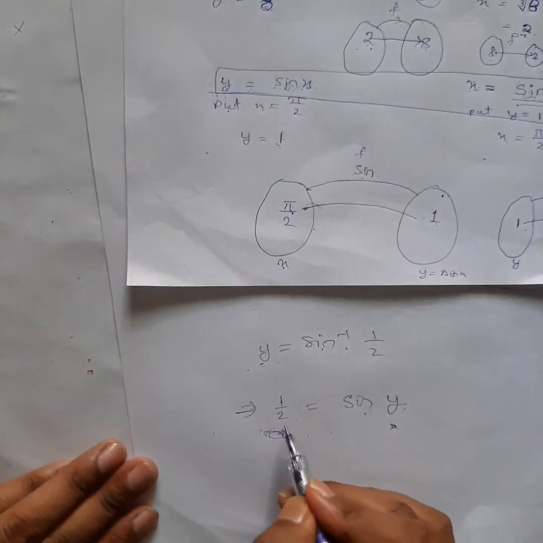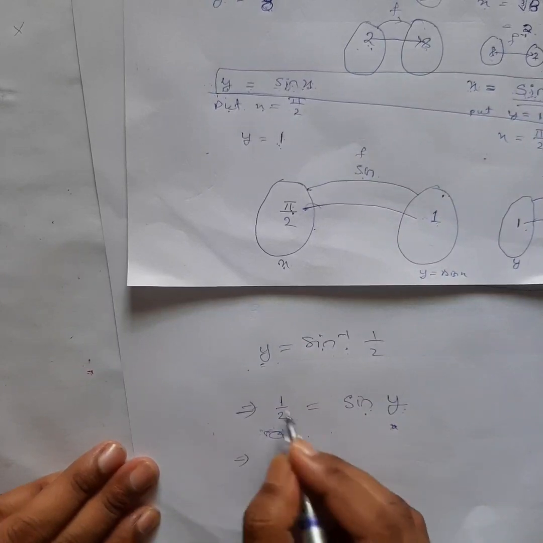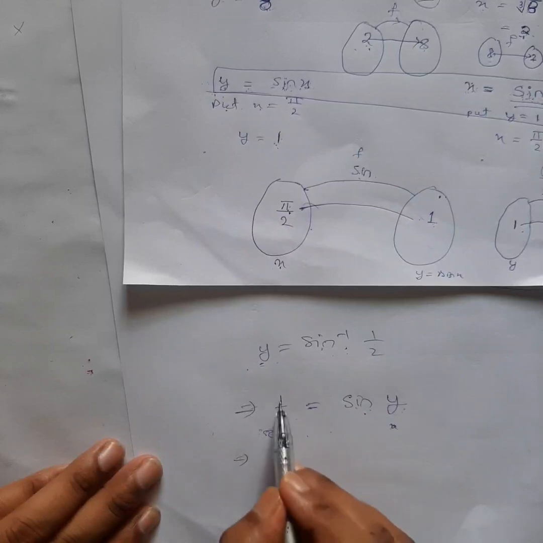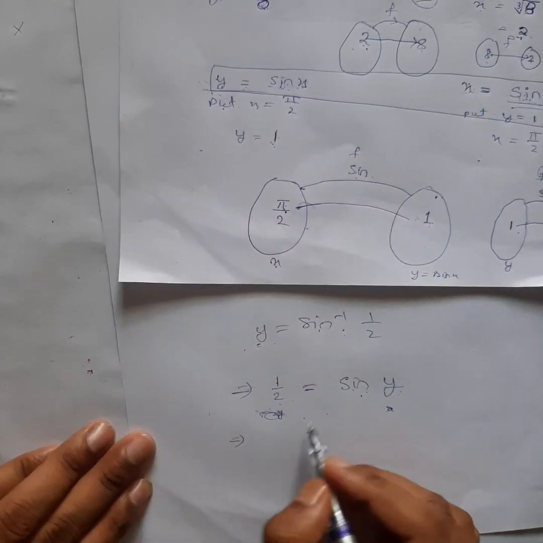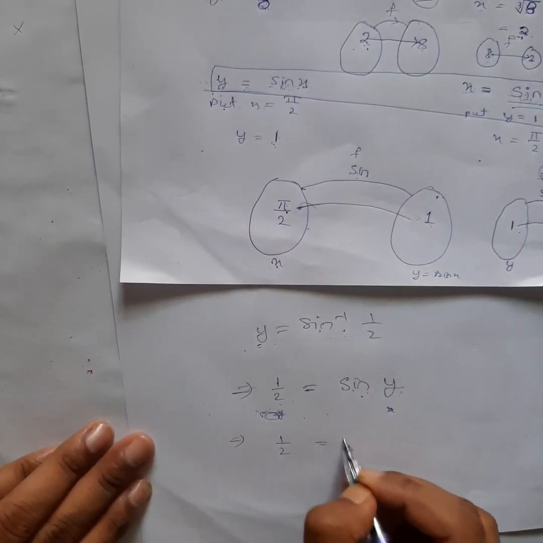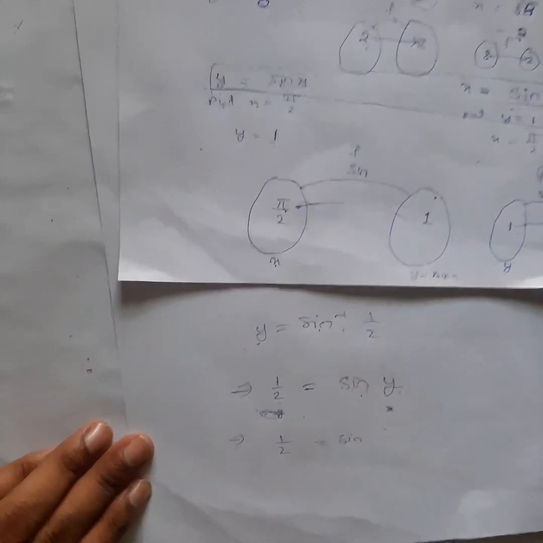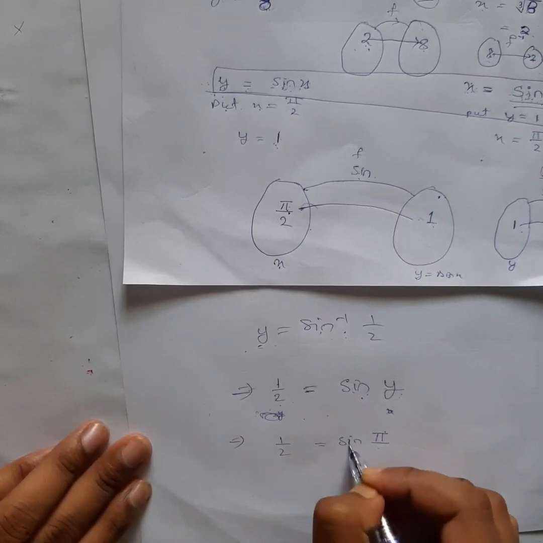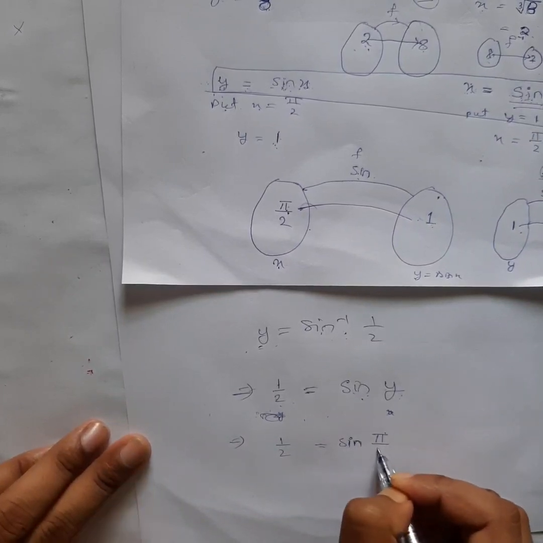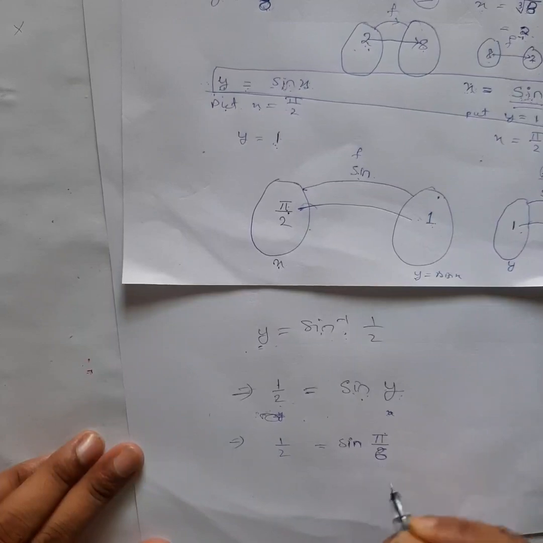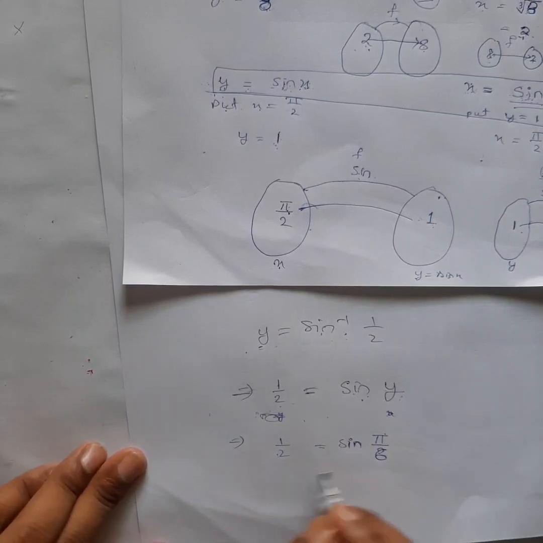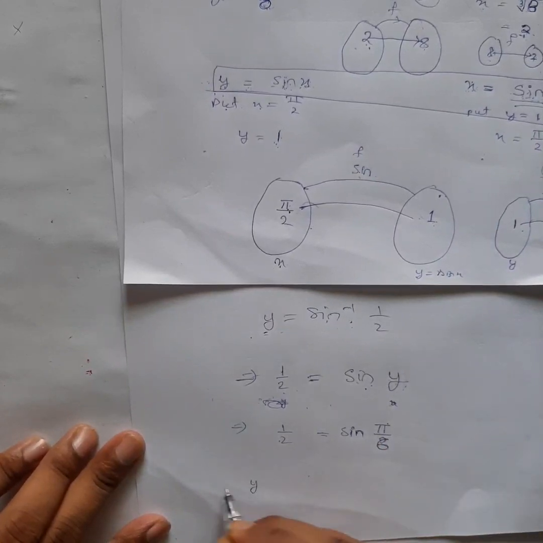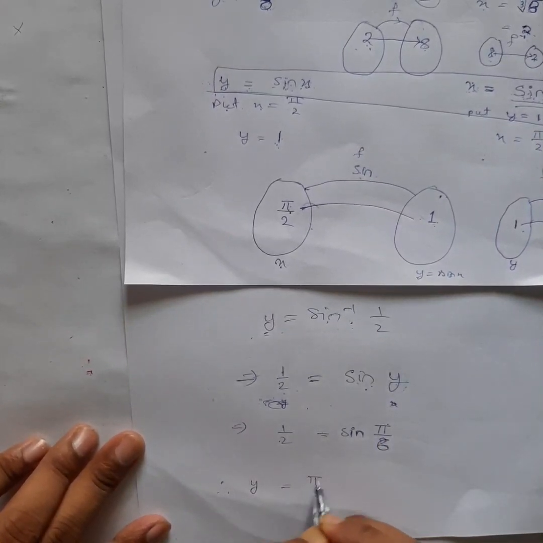So see, when I convert into a normal function, it's very easy to find out. 1 by 2 equals sine of y. So sine of what angle will give you 1 by 2? Yes, sine of 30. In terms of radian, I can write sine of pi by 6 will give you 1 by 2. So your y is equal to how much? Can you see if you compare this one? Therefore y is equal to pi by 6.